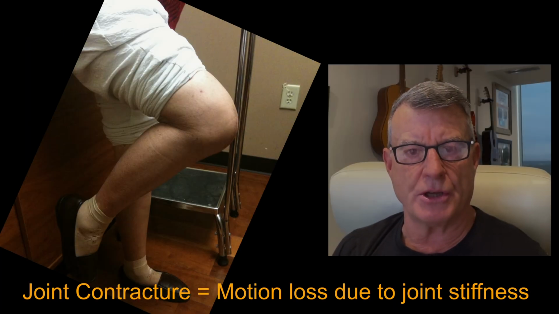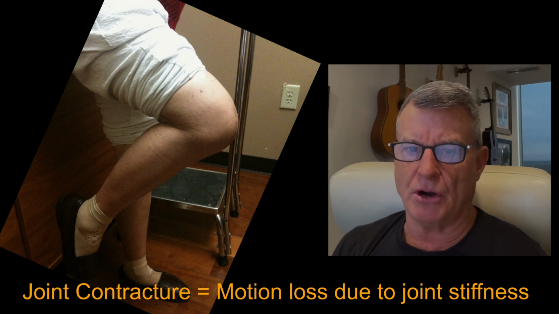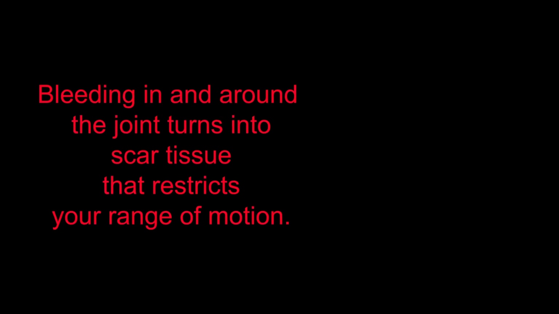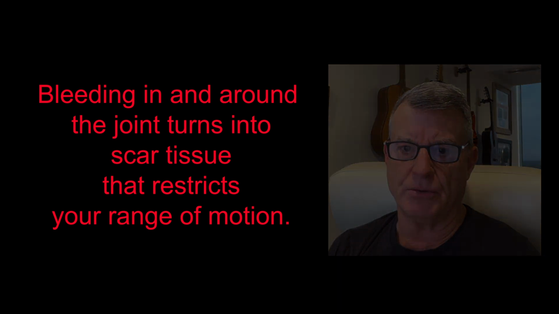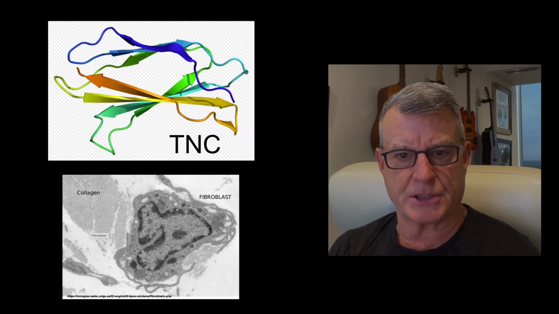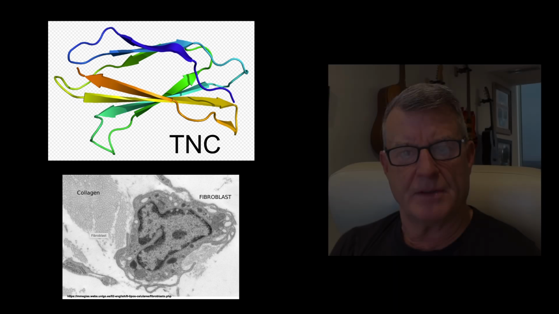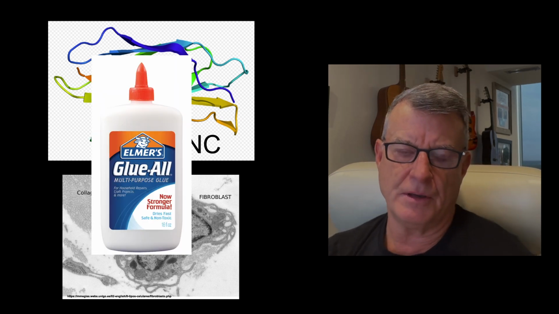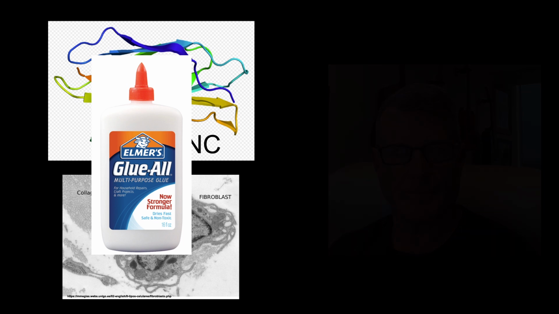What is motion loss due to joint stiffness? It is the postoperative or post-injury scar tissue in and around the joint that limits your range of motion. Scar tissue is the result of bleeding in and around the joint. This bleeding causes overproduction of fibroblasts and extracellular proteins such as tenascin C. These extracellular proteins are like glue in the soft tissue that hold the collagen fibers produced by the fibroblasts together.